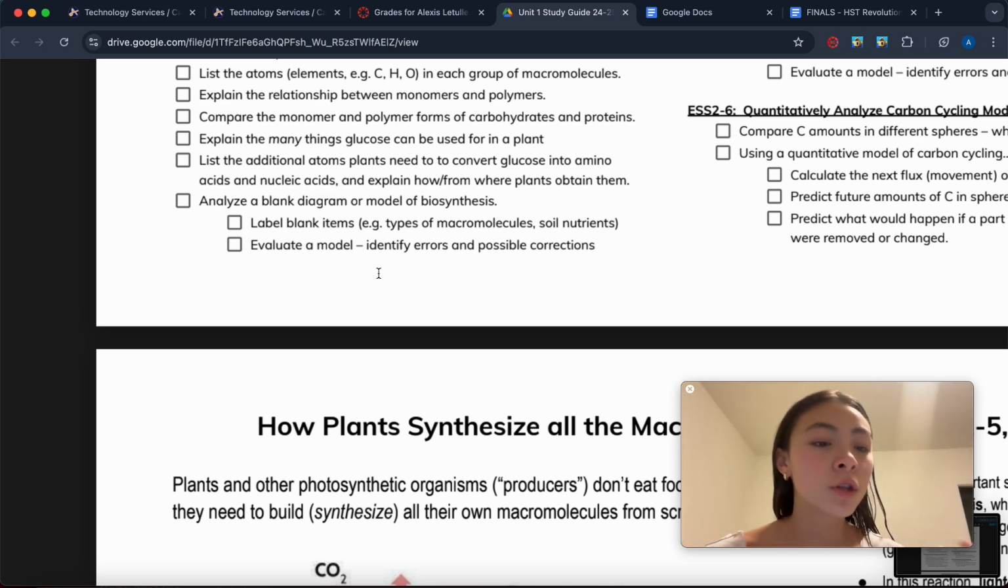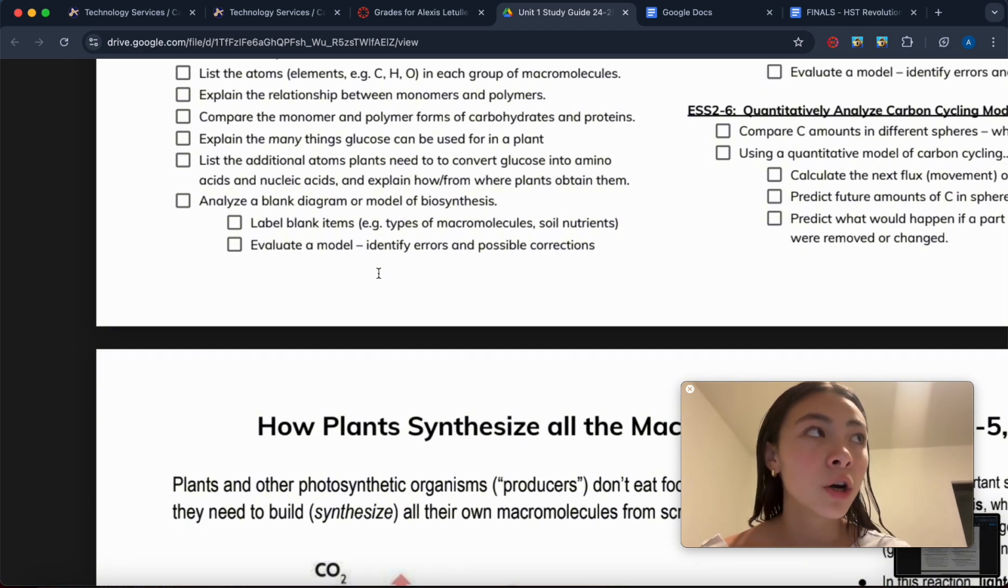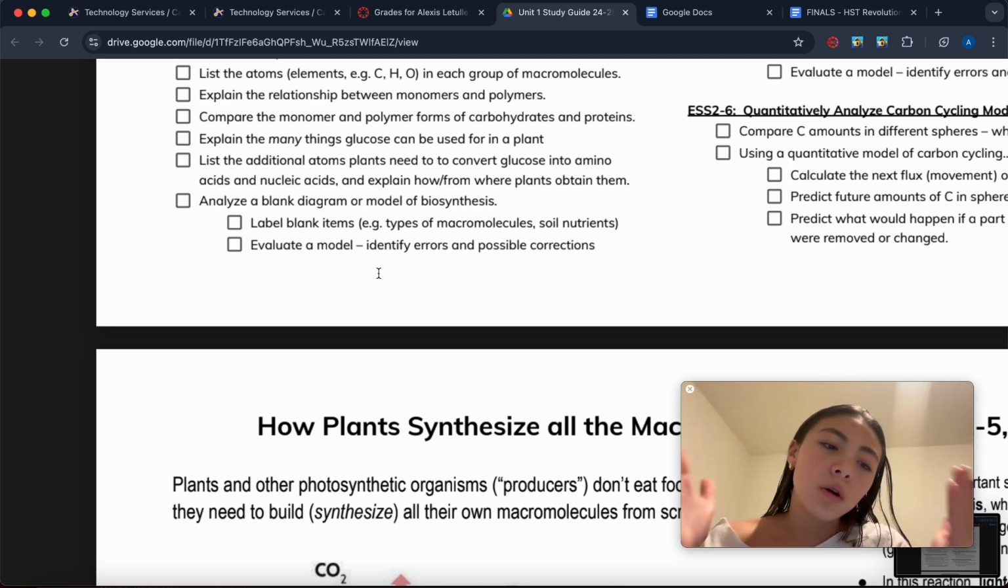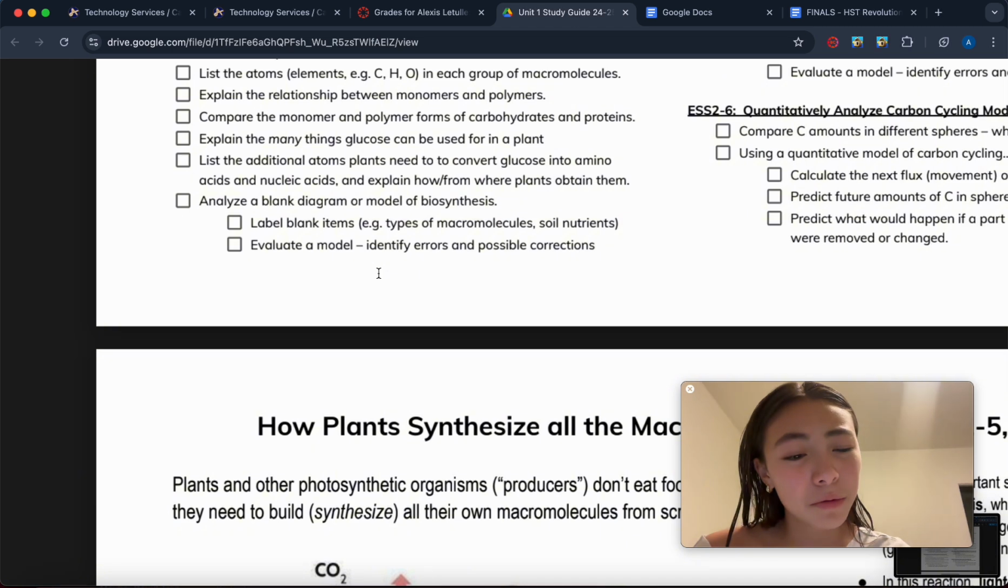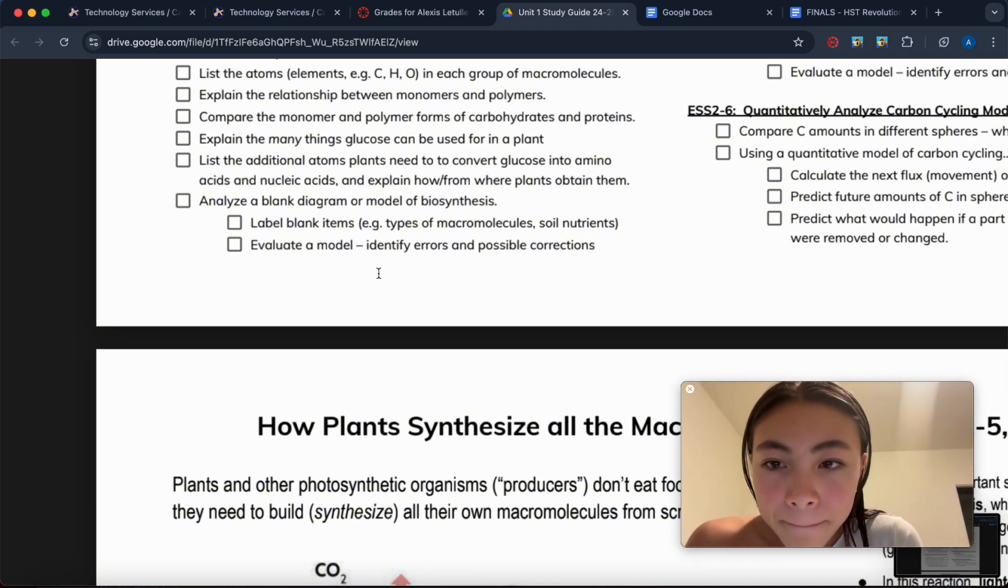So of course there are plenty of ways that those nutrients can get back into the soil. However, if you're burning through it too quick, then it's not going to be able to replace it in time, and it's going to lead to soil that is not rich and cannot properly take care of a plant. So yep. Analyze a blank diagram of biosynthesis.